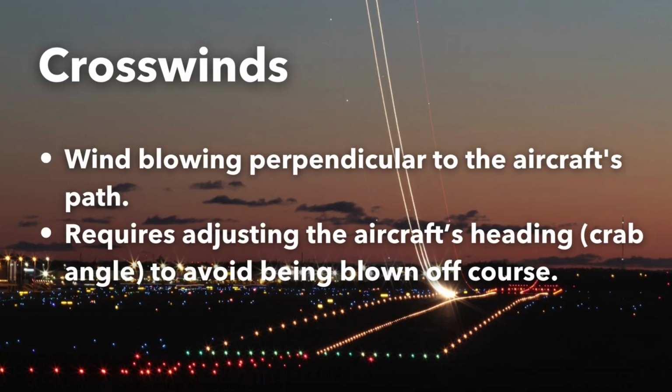Meanwhile, crosswinds blow perpendicular to the aircraft's path. Crosswinds are common and aircraft must adjust their heading to compensate for being blown off course. This adjustment is known as the crab angle, which is calculated based on the strength of the crosswind and the aircraft's airspeed. For instance, if an aircraft approaches a runway with a crosswind of 25 knots and a landing speed of 135 knots, it might require a crab angle of over 10 degrees.